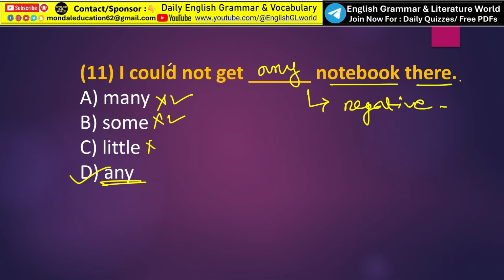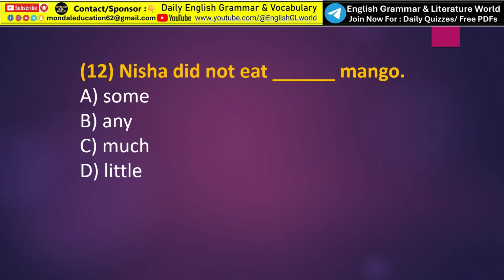But the sentence is a negative sentence. That's why we have to use any. Next, Nisha did not eat mango. Before identifying the noun part, you have to understand: is it a positive sentence or is it a negative sentence? So, Nisha did not eat mango. That means the sentence itself is a negative sentence. So here the correct answer should be option B, that is any. So Nisha did not eat any mango.